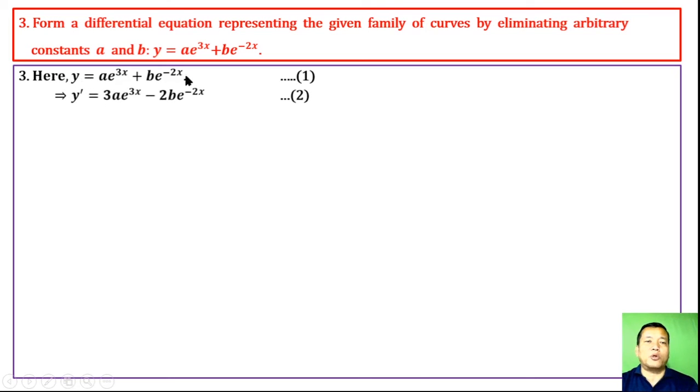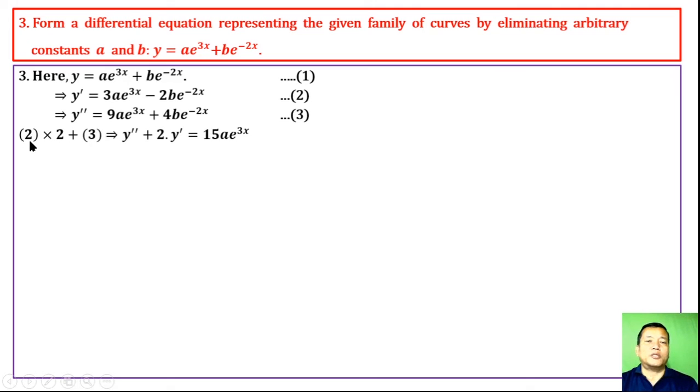First, differentiating both sides with respect to x, we get y dash equals 3a e to the power 3x minus 2b e to the power minus 2x, which is equation 2. Again, differentiating equation 2 with respect to x, we get y double dash equals 9a e to the power 3x plus 4b e to the power minus 2x, equation 3.